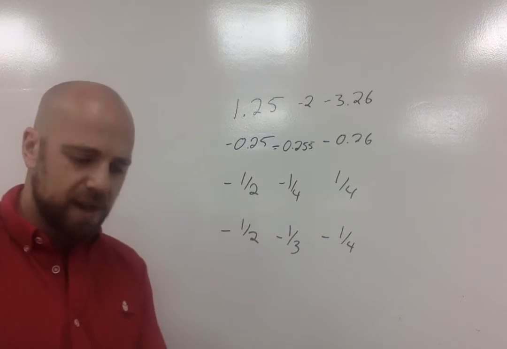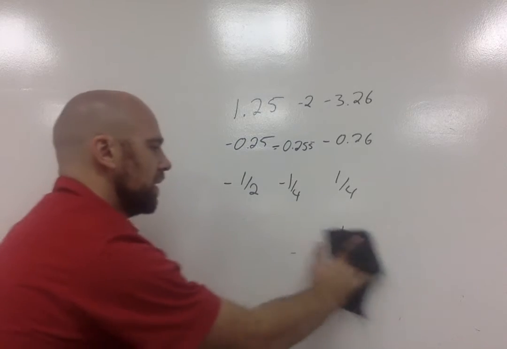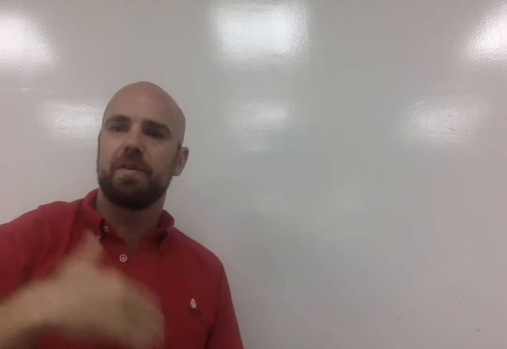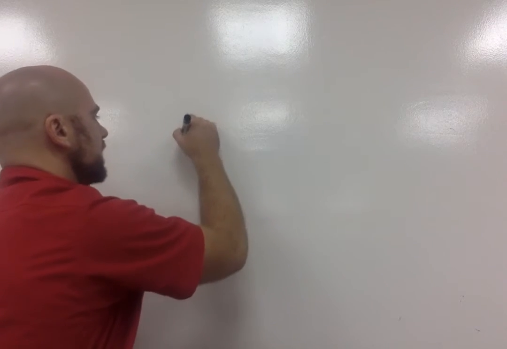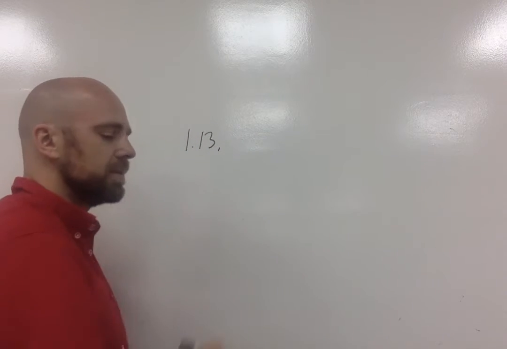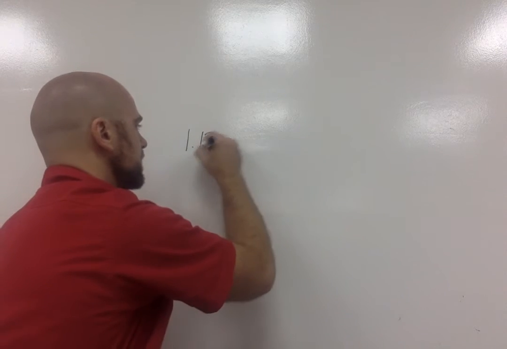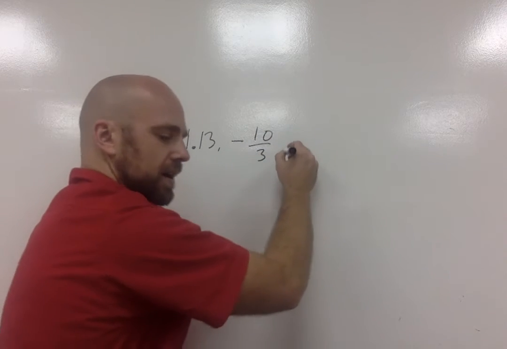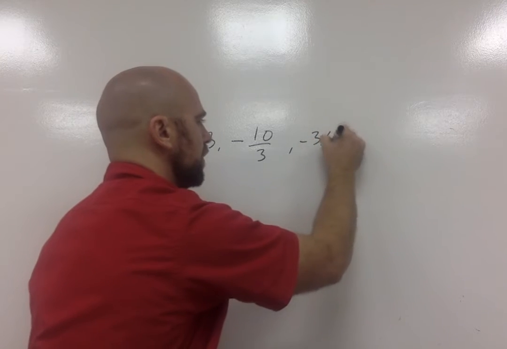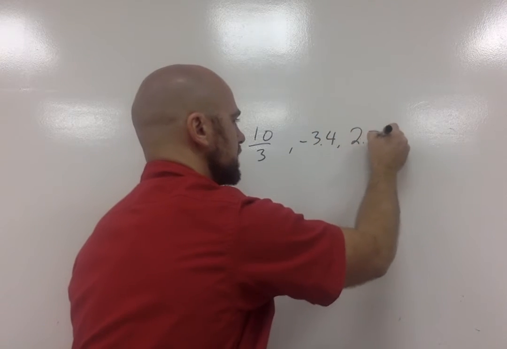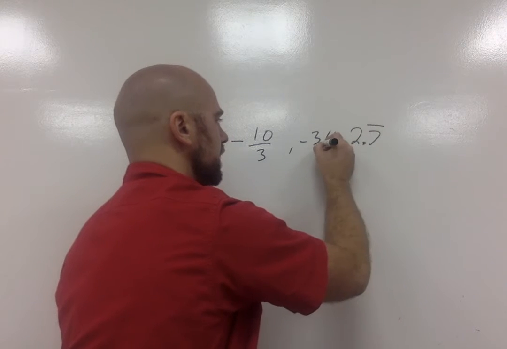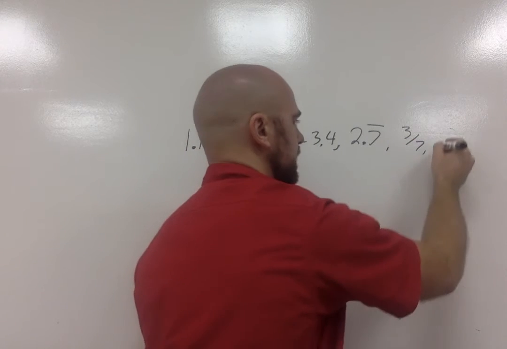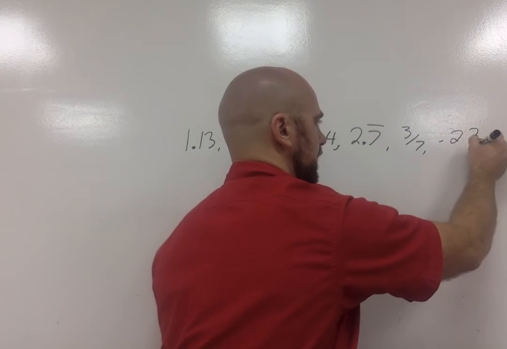All right. The next example that I'm going to give you is a group of numbers, and your task is to order them from least to greatest. So if we have numbers, for example, like 1.13, and this is a combination of fractions and decimals. I'll try to make my decimals nice and big. Negative 10 over 3, negative 3.4, 2.7 repeated. Let's go 3 over 7, and negative 2 and 2 over 5.